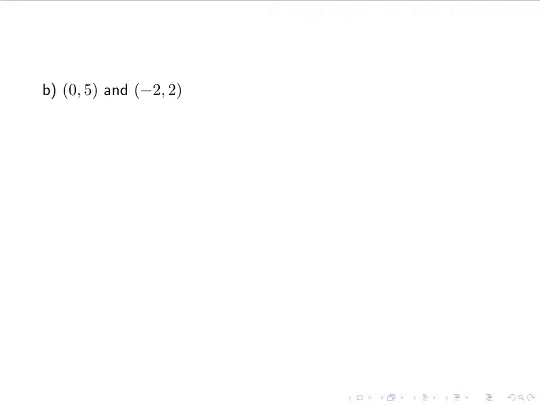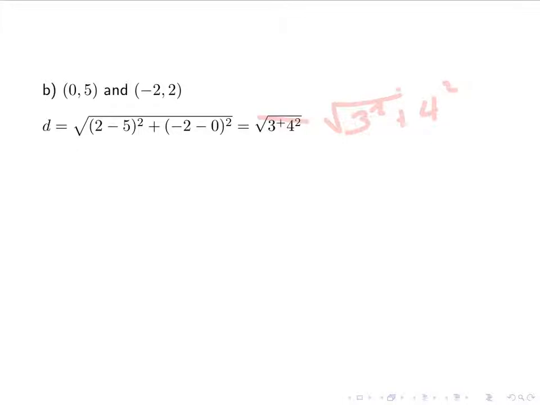So let's try another one. Let's look at the distance between (0, 5) and (-2, 2). So I'm just going to plug them in. 2 minus 5 squared plus -2 minus 0 squared, and I'll square root it. Oops, so that plus should be below, and that should be a squared. So that should be 3 squared plus 4 squared, which is the square root of 9 plus 4, which is root 13.